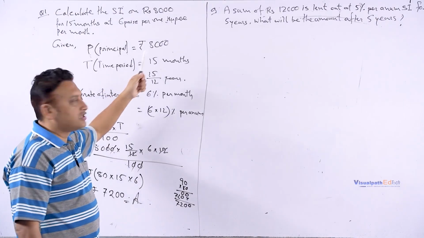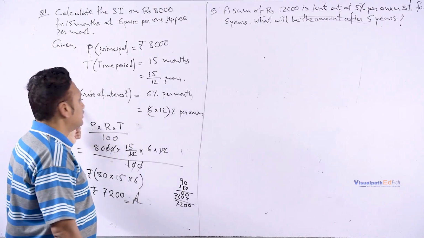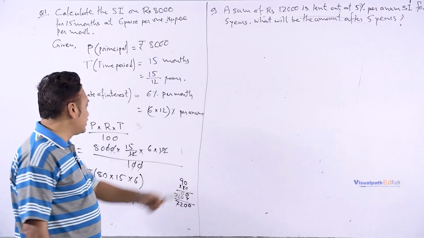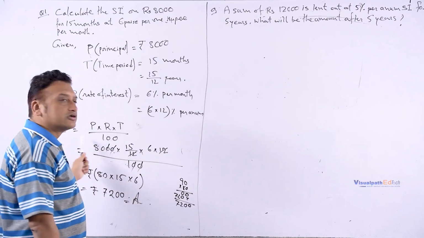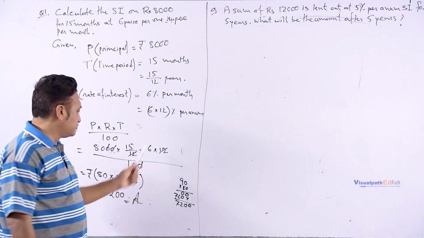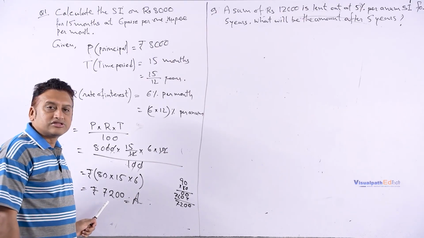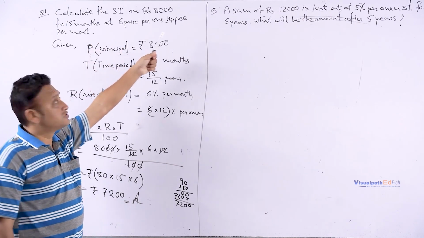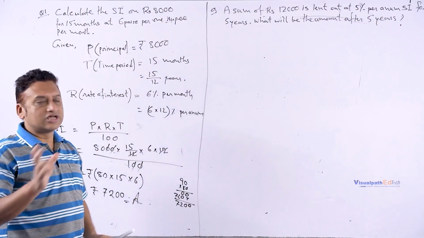Principal is rupees 8,000, time period is 15 months, which is 15 by 12 year, rate is 6% per month, which is 6 into 12% per year, and finally, we put the values in the relation SI is equal to P into R into T divided by 100. When you put the values, do the cancellation and do your simplification, you are going to get rupees 7,200, which is your simple interest on the given principal at the given rate and for the specific time period.